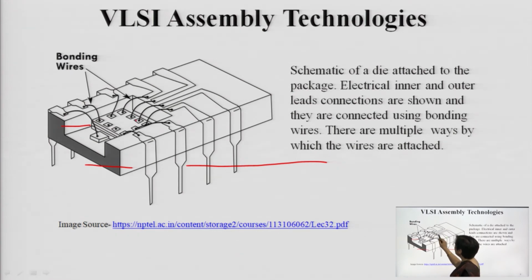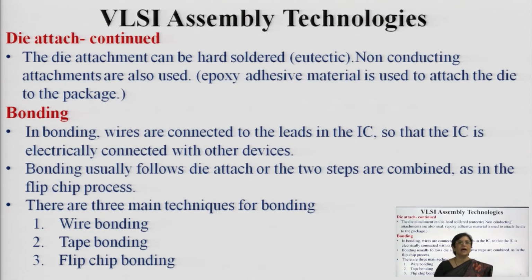So every chip will have bonding pads, and this is how subsequently you will have these interconnect pins. These are the external pins which are making this integrated circuit accessible from the outside system. So this is the schematic. Then the die attachment: they can be hard soldered, or non-conducting adhesives such as epoxy can be used to attach the die to the package.